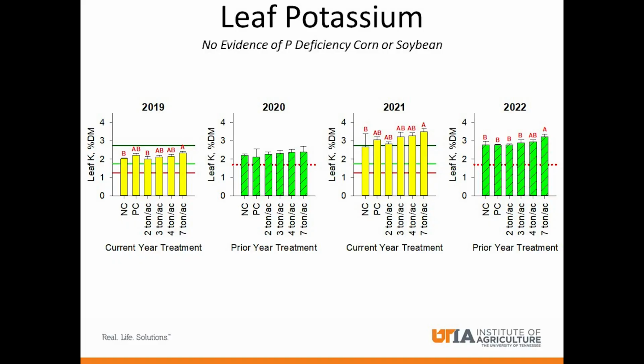Now this is potassium, same effect here. It's adequate, even though we're just using litter as a fertilizer. Even at low application rates, we don't really see any deficiency for the potassium. In fact, at the higher rate, we do tend to see higher concentrations of potassium in the trifoliate leaves, which tells me again that potassium in the litter is making its way to the soybean plant, right? It's being used, has to be.